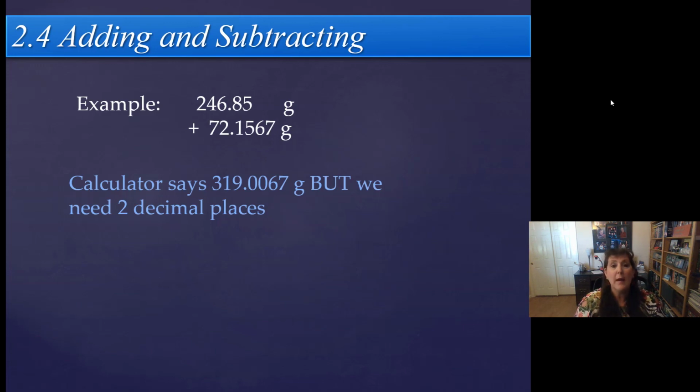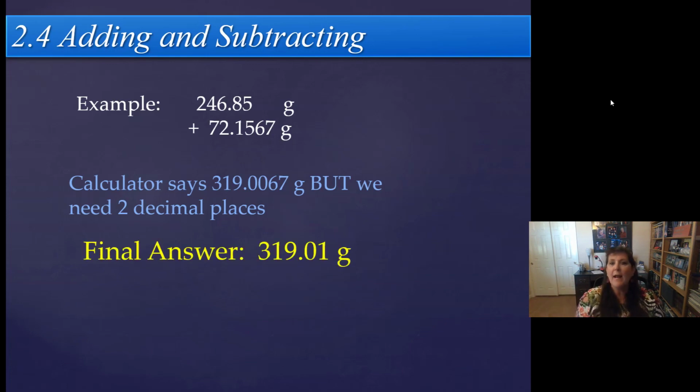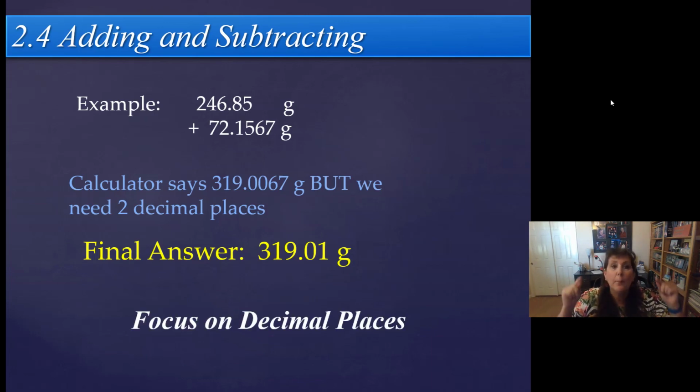So 319.00, but the second zero is next to a 6. 6 rounds up. So final answer, 319.01 grams. 2 decimal places. Focus on decimal places for adding and subtracting.